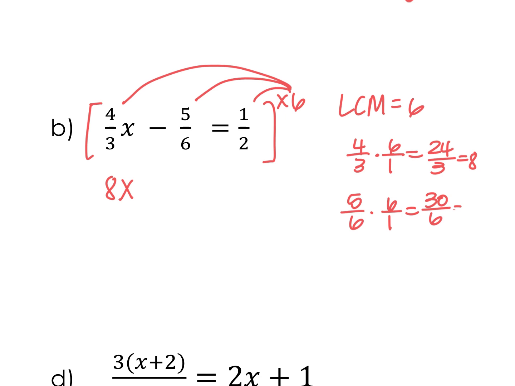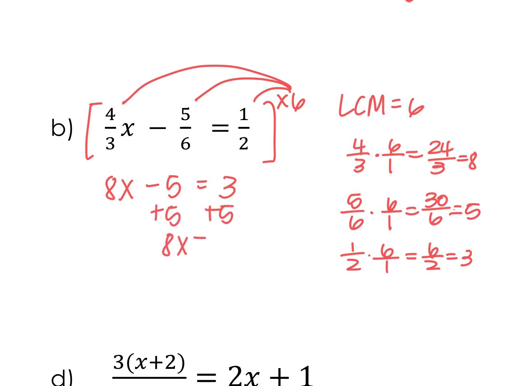So you technically just need to multiply by 6 over 1. Well, that is the least common multiple. Wouldn't it be negative 5? Yes. And then the last one, 1 over 2 times 6 over 1. 6 over 2 is 3, equals 3. From here, I'm just going to solve. Plus 5, 8x equals 8. Divide by 8, and x equals 1.